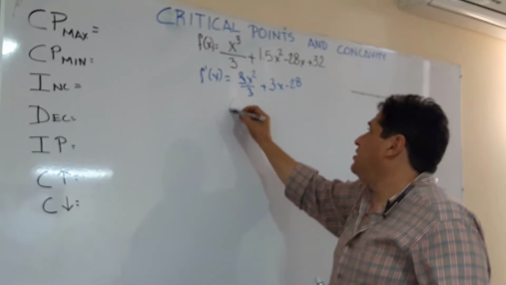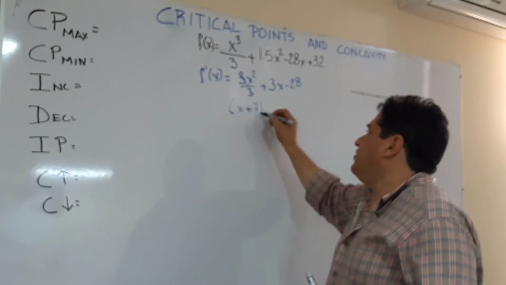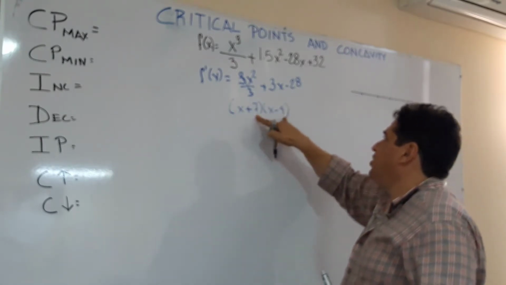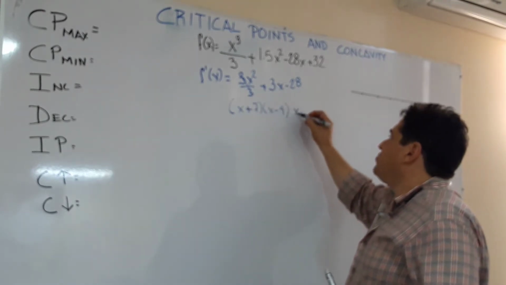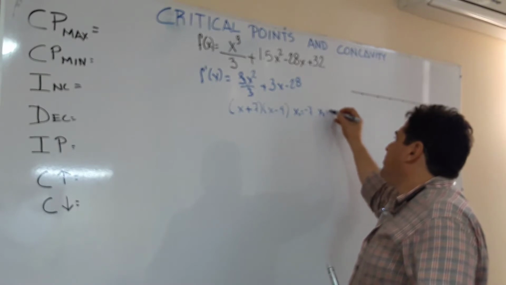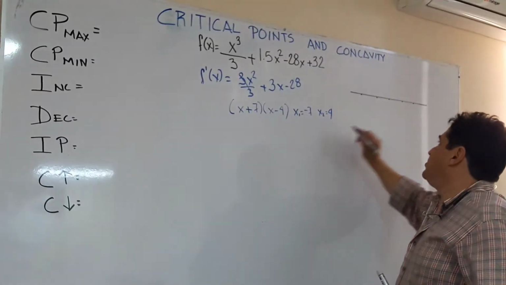So when I factorize, I'm going to get x plus 7 times x minus 4. 7 times minus 4 is minus 28, and 7 plus minus 4 equals 3. So x1 is going to be equal to minus 7 and x2 is going to be equal to 4. Those 2 points are going to be my critical points.